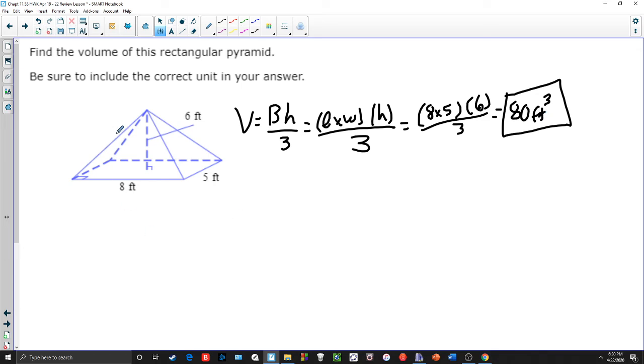Again, if it was a triangular pyramid, like a triangle on bottom, I would do the area of that bottom triangle and then times it by the height of 6 in this case. So always focus on your base shape first. Basically ignore the rest of the pyramid, just focus on your base shape. Think of it as a 2D object, get the area of that base shape, and then times it by the height, and then divide it by 3, of course, if it's a pyramid.